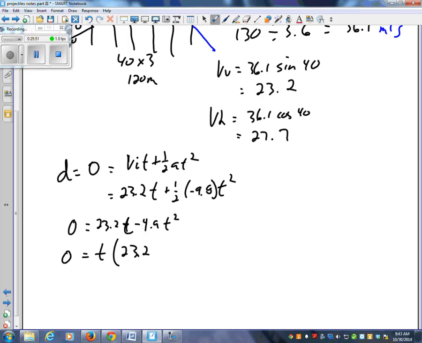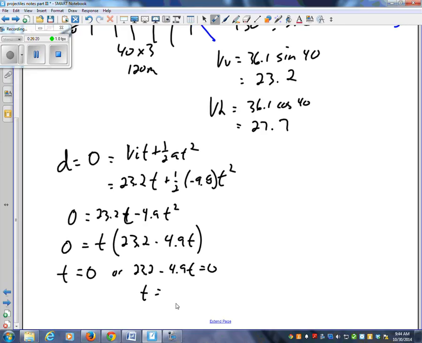(23.2 minus 4.9 t) times t is equal to 0. Either t is equal to 0, which is true, the displacement is 0 when the time is 0, at the instant he leaves that launch ramp, or 23.2 minus 4.9 t is equal to 0. t is equal to, basically, 23.2 divided by 4.9. I'll explain that in a second. I get a time of 4.7 seconds. Does anyone want to agree with me? Yes?